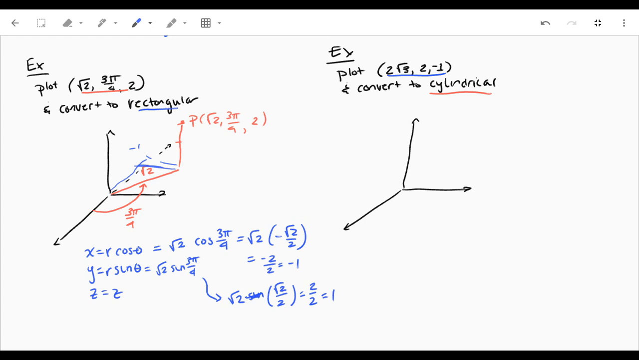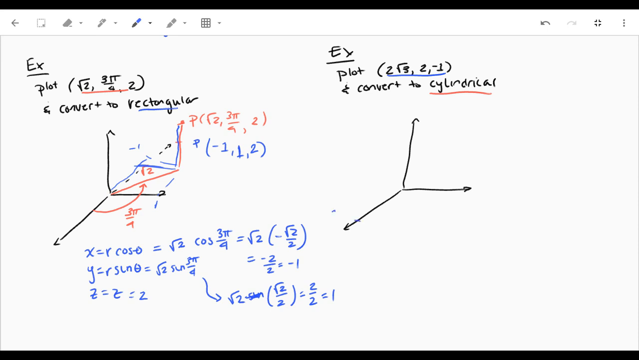So in my xy coordinates, this would go out to a distance of negative 1, and then up to 1. Then z is z, so z is 2. So that same point in rectangular would be negative 1, 1, 2. All right, moving over to our next example.